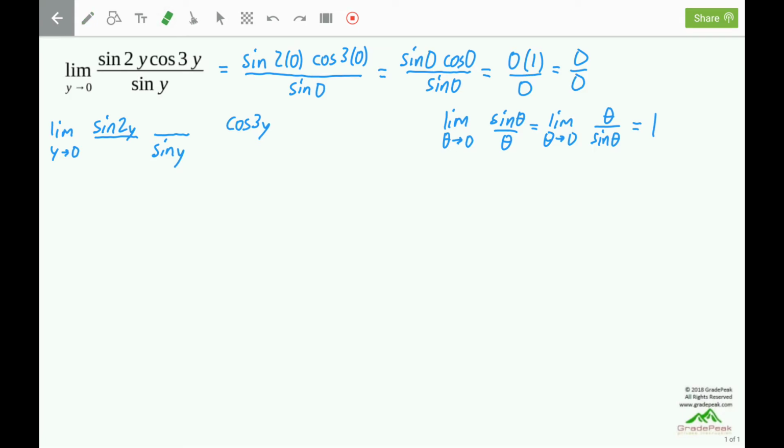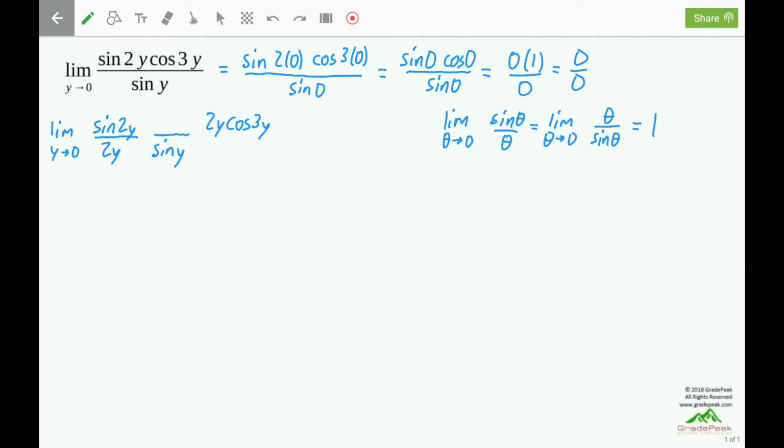Now what we have to do is match the phase in the other position. So we have a sine of 2y, the phase is the 2y. We need to match it in the other position. It's in the numerator, so we need a 2y in the denominator. We'll put it in the denominator. And then over here we'll put a 2y in the numerator with this cosine of 3y.